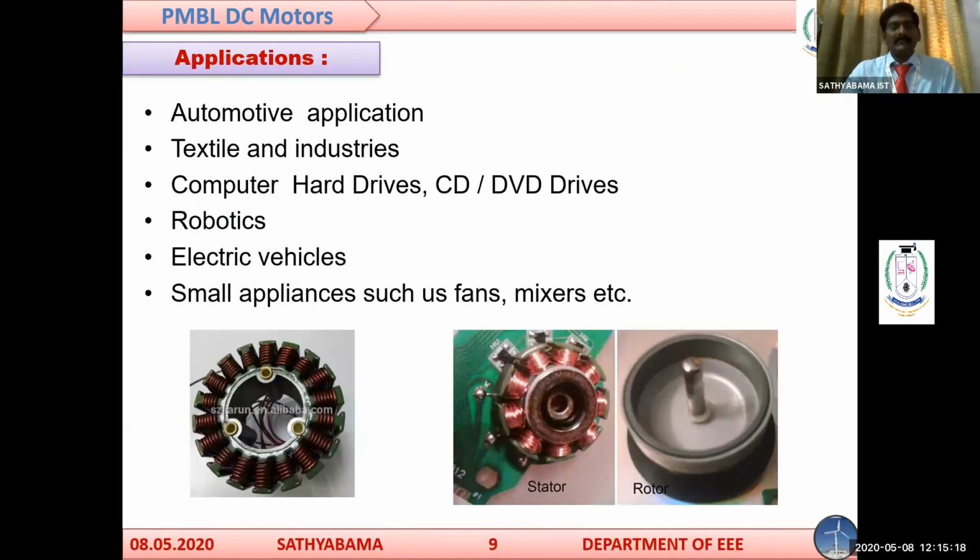Applications. This PMBL DC motor is also used in the same applications as the conventional motor. In addition to that, we can have automotive applications, textile and industries, computer hardware drives, CD, DVD drives, robotics, electric vehicles, small appliances such as fans, mixers, etc.